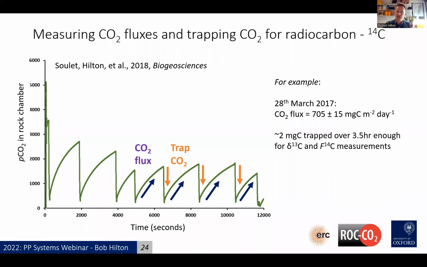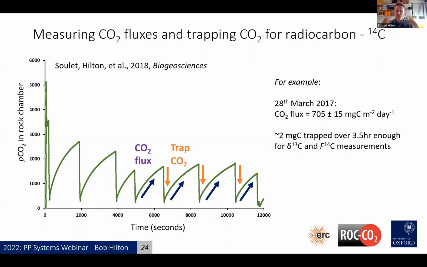So we use a scrubber to remove the CO2, which you see as those big drops in CO2. We're removing the CO2 from the chamber, and then we're letting it naturally increase as those reactions happen. And that natural increase allows us to measure the flux. Every time we go down to about atmospheric CO2 of 400 ppm, and then we let the CO2 increase.